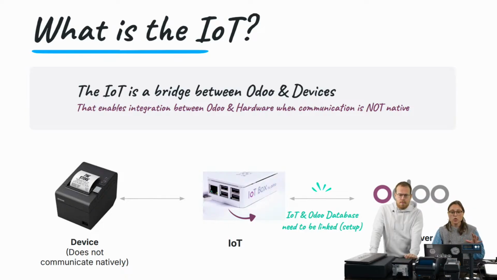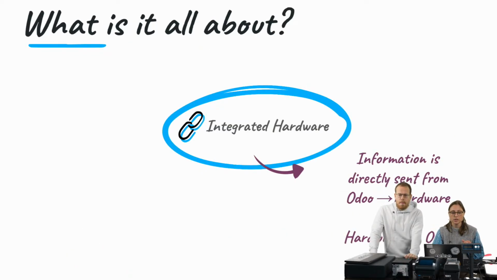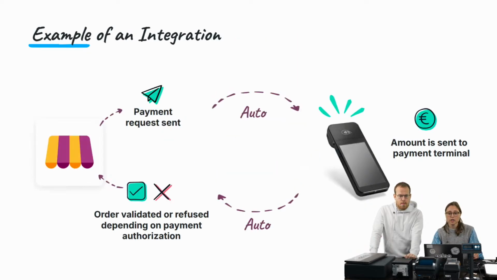Now, it's not all hardware. Of course, R&D needs to have developed the necessary drivers for it to function, but this we're going to see a bit later as well. Now, what is it about? It's really about having integrated hardware, so the info is sent from Odoo to the hardware, or from the hardware to Odoo, basically. You don't always need an IoT box, but this we're going to check together after.